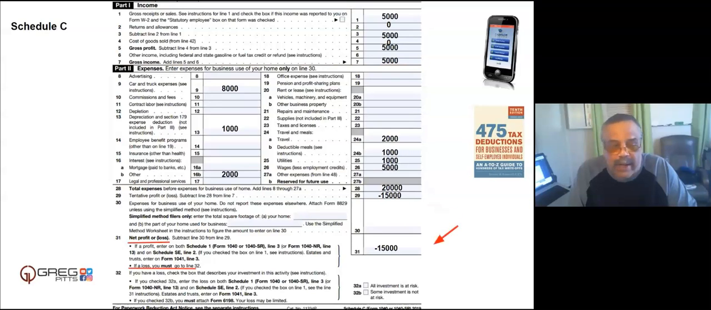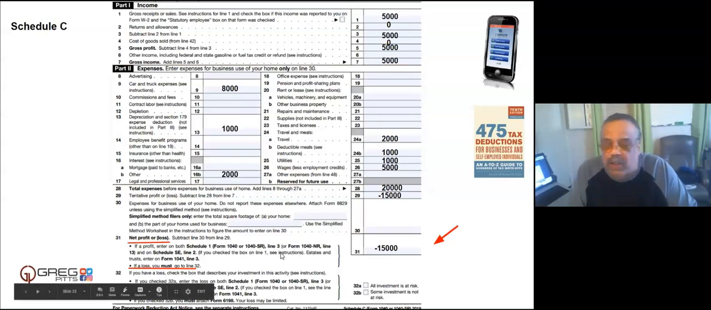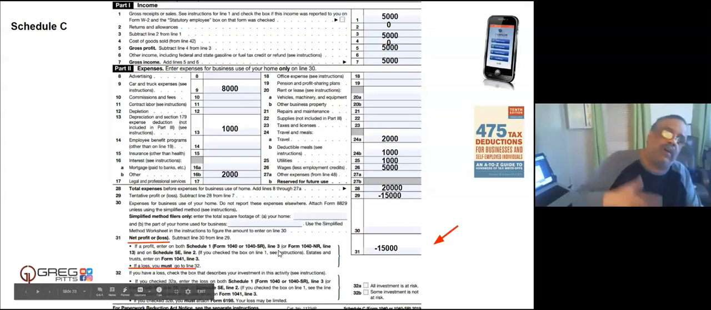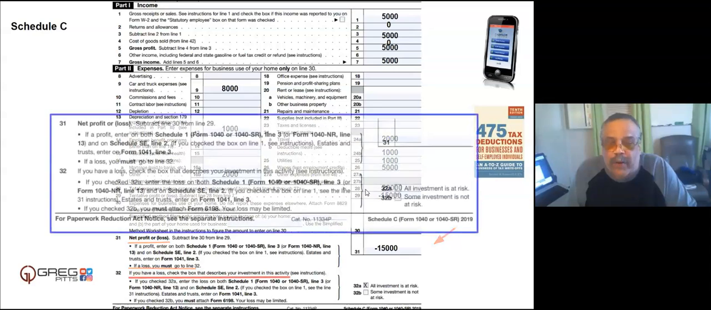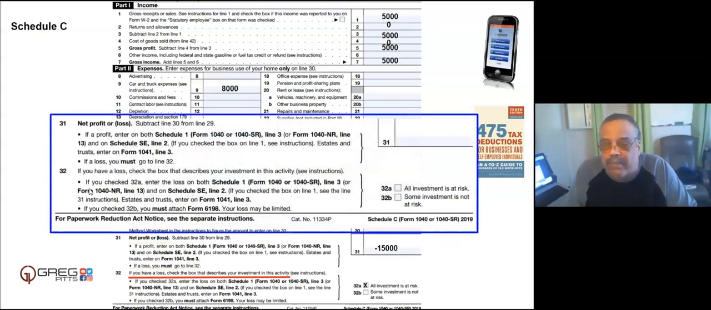Bring that down to line 31, but now you have to start reading. And you should always read everything that's on your tax form, every line. It says, if a loss, you must go to line 32. So let me bring up line 32 where you can see it a little bit better.